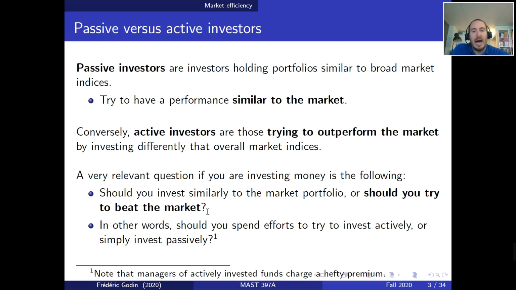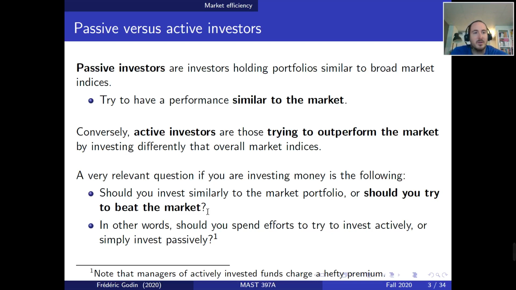Conversely, you have what we call active investors who are trying to outperform the market by having a different asset allocation in their portfolio than the market index allocation. So a very relevant question you might ask yourself is: is it worth it to follow active investment strategies and try to beat the market, or should I invest passively and replicate the market performance?